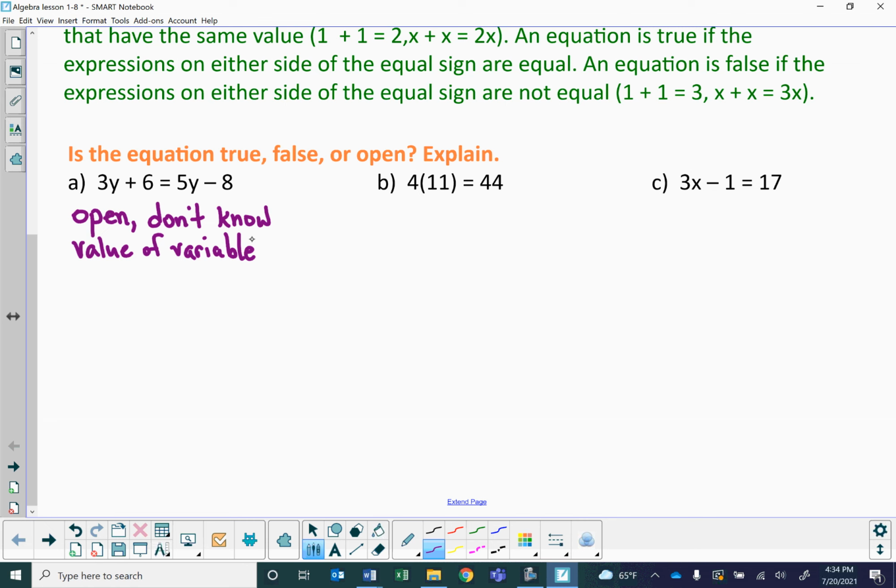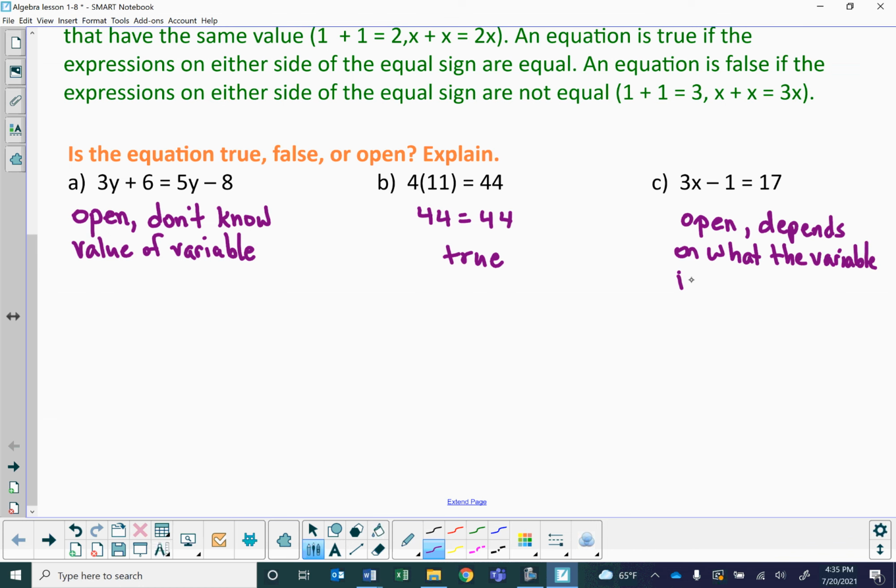Okay. Letter B, 4 times 11 equals 44. Well, 4 times 11 is definitely 44, because 44 equals 44. So this would be a true equation. Letter C, 3x minus 1 equals 17. Again, it's open because we don't know what the variable is. It depends upon what the variable is. So true, false, or open.